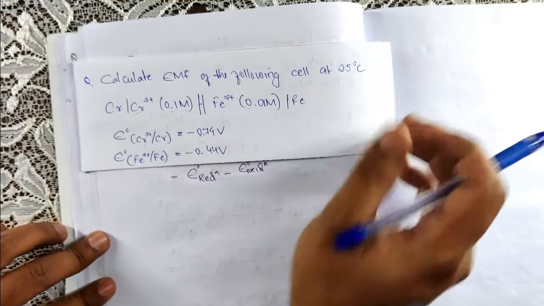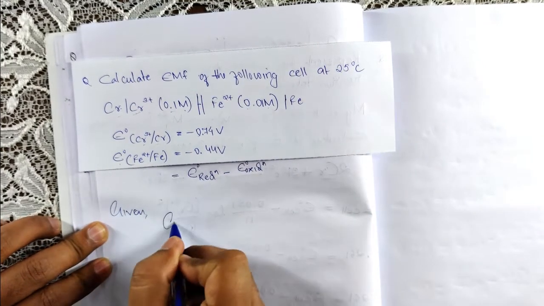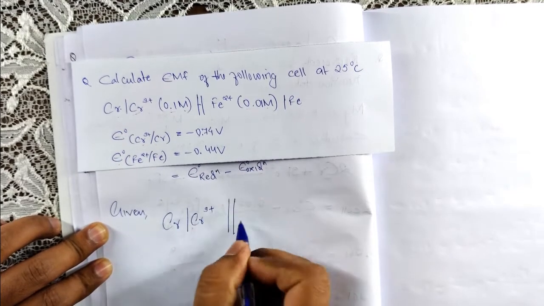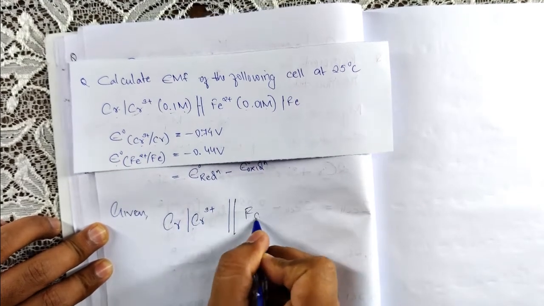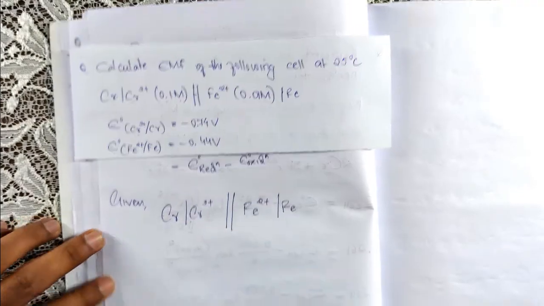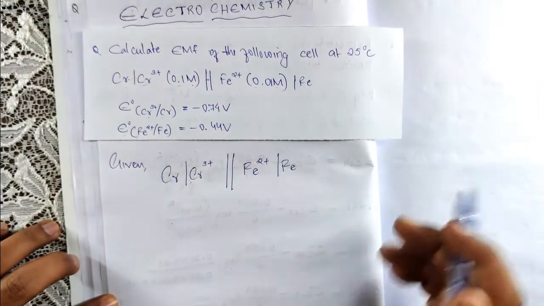So now I'll just write down the given. We have Cr3 plus. Since we are in no use of this concentration, I'll not write the concentration. We don't need the concentration in order to find the EMF of the cell. So here is the given.